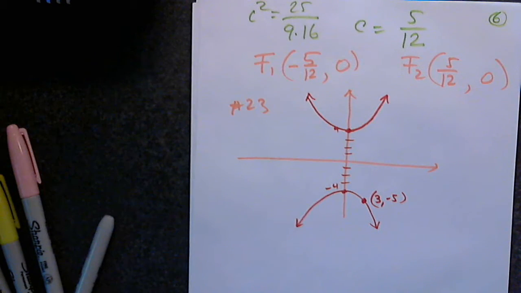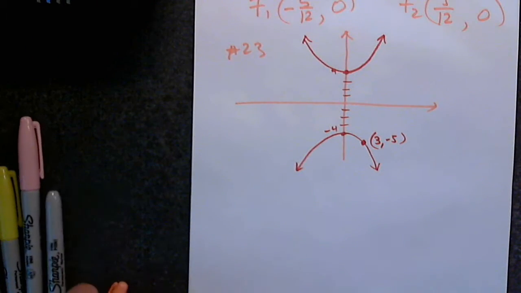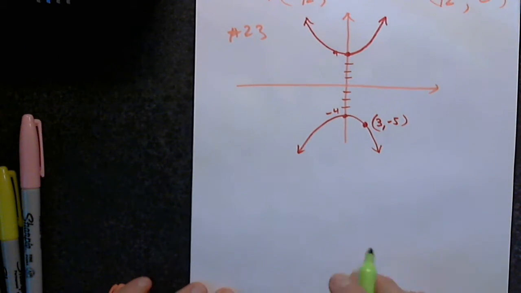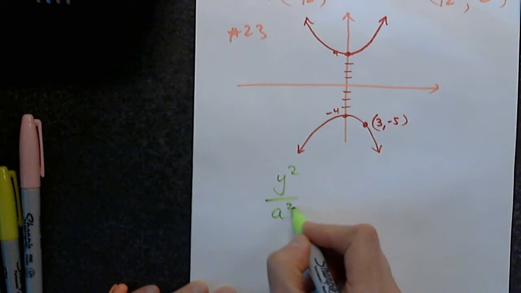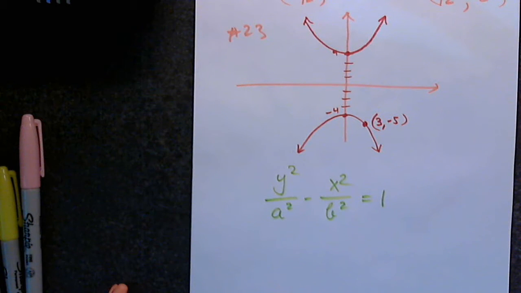So let's see what we are asked. Find the equation of the hyperbola whose graph is shown. Since the hyperbola is on the y-axis, I know for sure that it will look like this. What do I know from A and B? Because these are my only unknowns, right? Once I have A and B, I'm done. I found the equation of the hyperbola.